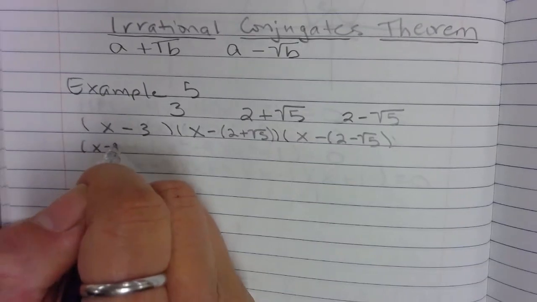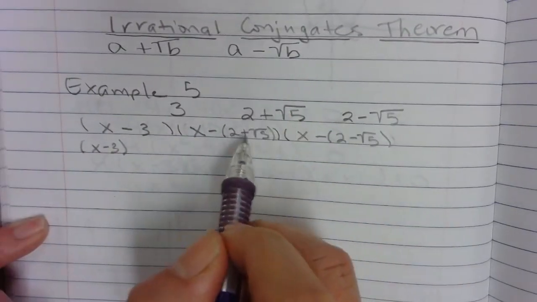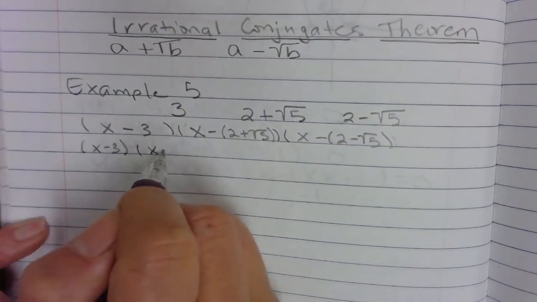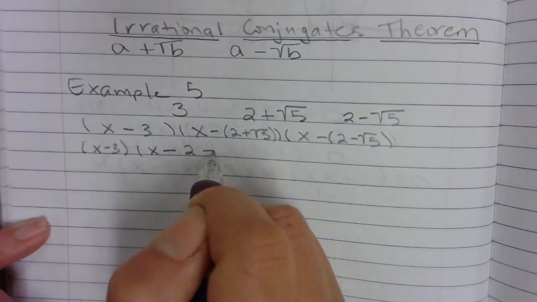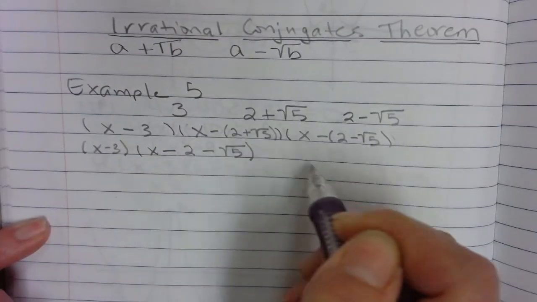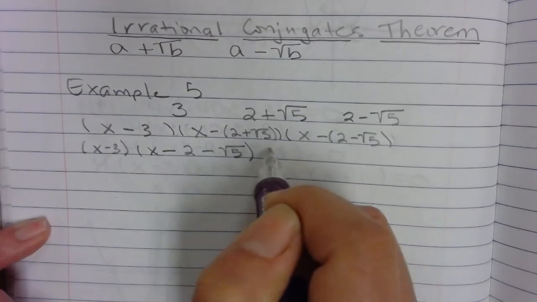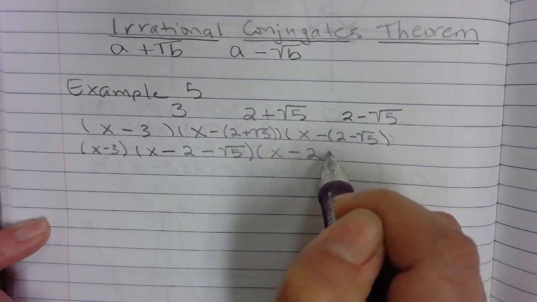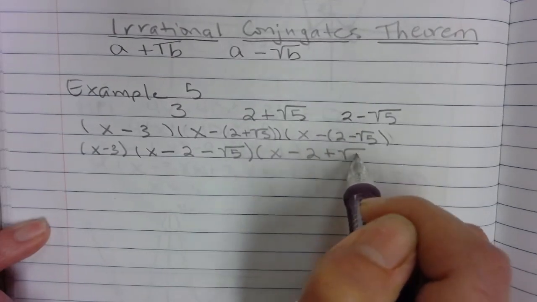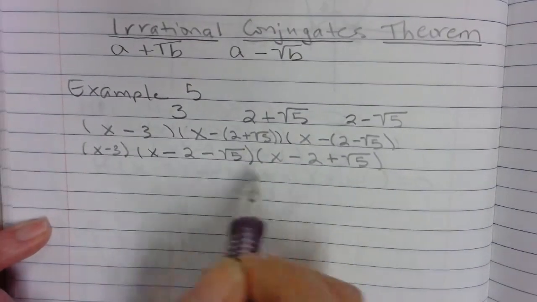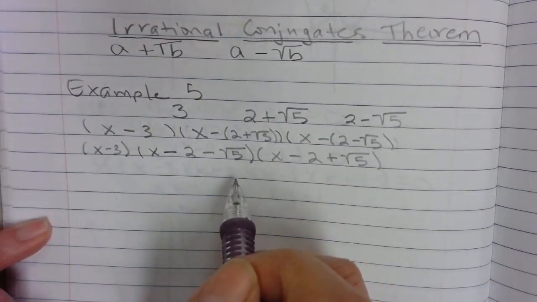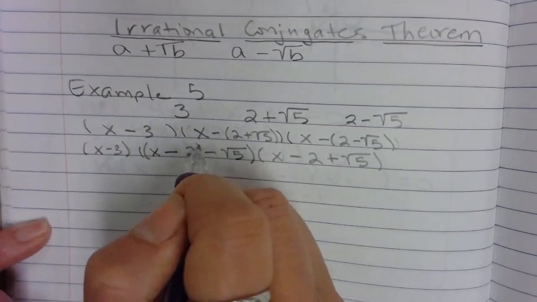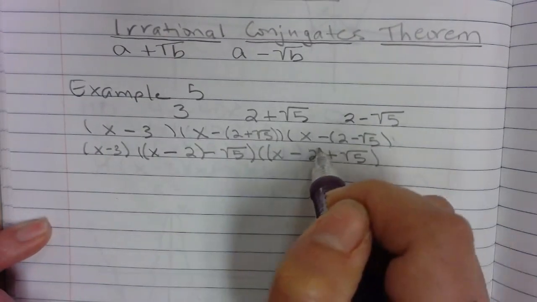I'm going to leave x minus 3 there. Okay, now take a look at this. I'm going to distribute this -1 that's here. So it's really x minus 2 minus the square root of 5. Now this one, same thing. I'm going to distribute this -1, so it's going to be x minus 2 plus the square root of 5. Now, I'm going to group these, because once I group them, you're going to see that it has something that's common.